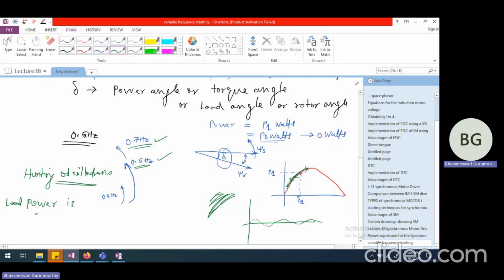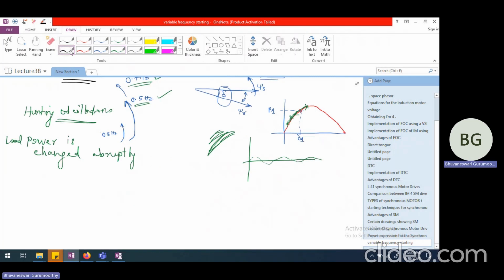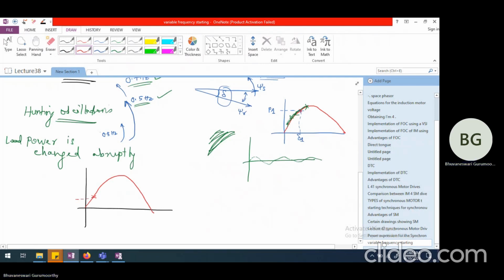is changed abruptly. So what is going to happen during load power changes? Let us say again, to start with, maybe I had the load power at a particular value, which is known as P1. Corresponding to this, I'm going to have delta 1 as my load angle, the angle between rotor and stator fluxes.